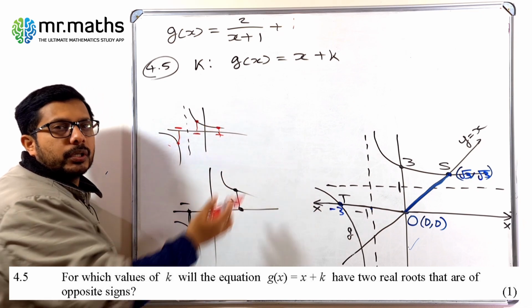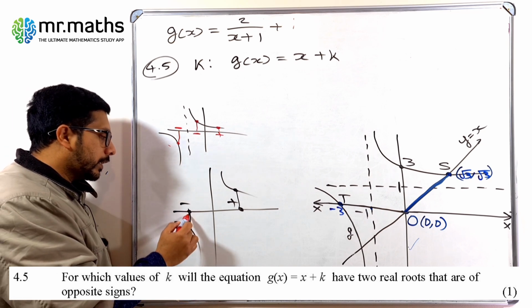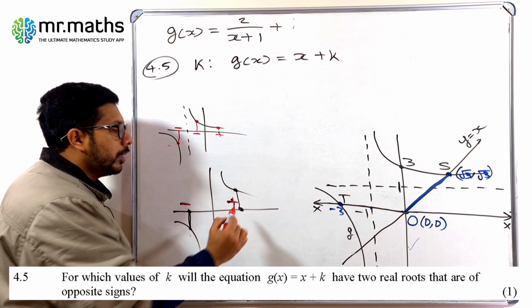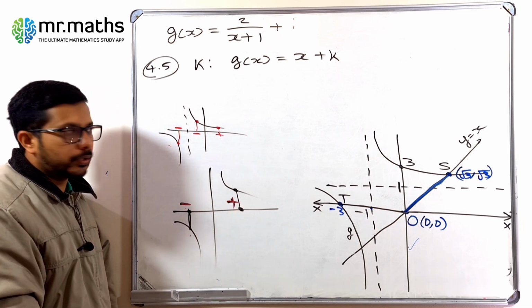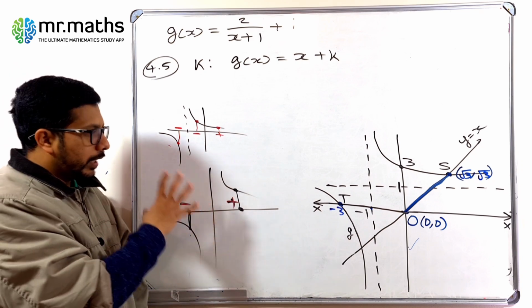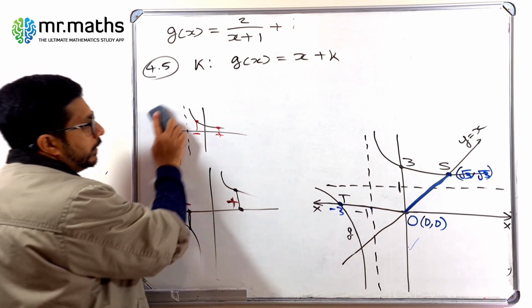So two roots of opposite sign means that one root, one x value must be negative and the other x value must be positive. That is the meaning of that. Okay, so now before we go to the answer of that section, try to understand like this.